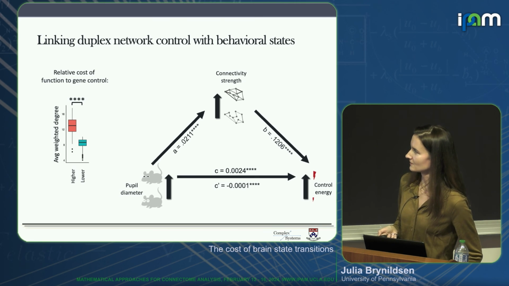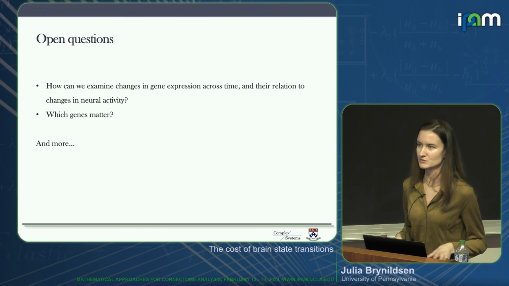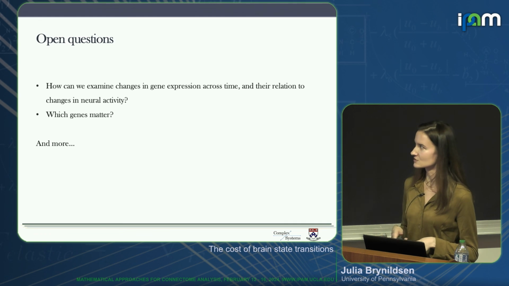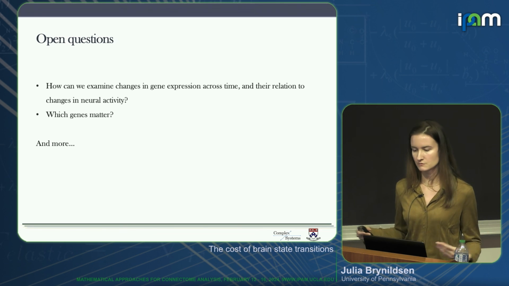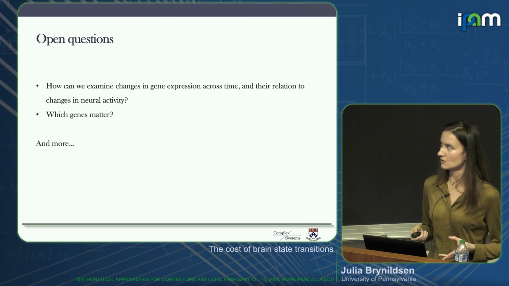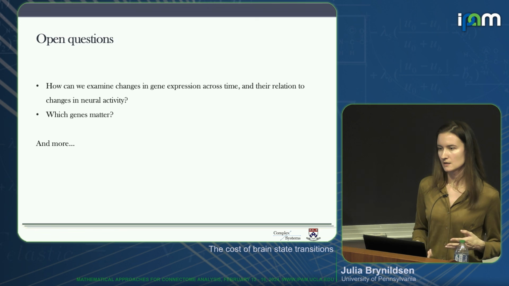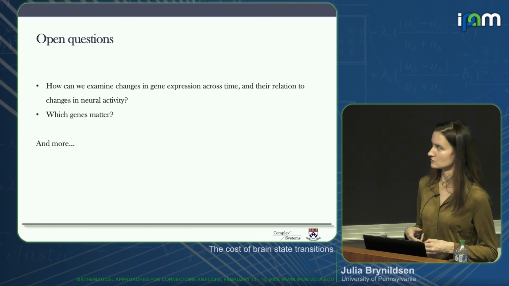Okay. So we've started to explore the application of multi-layer network control to a gene function duplex. But there are a lot more questions to address, I think, before we could really move forward with this model. In particular, we only have a single static measurement of gene expression at a single time point. So one question is, how could we examine changes in gene expression across time in relation to neural activity? That seems like it would be very important for us to move forward with using this model.